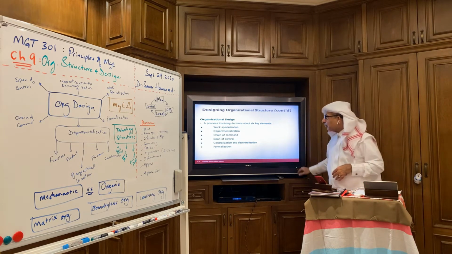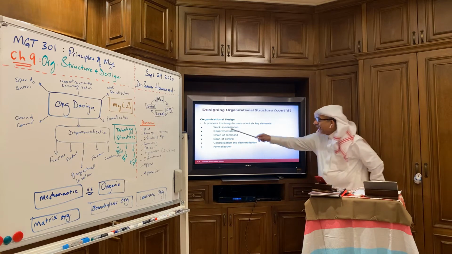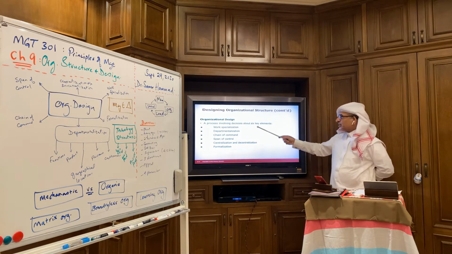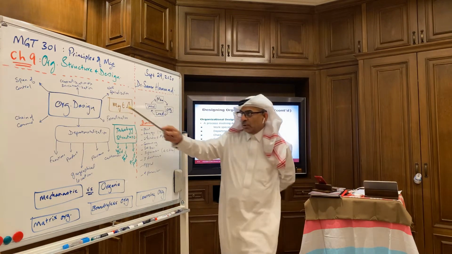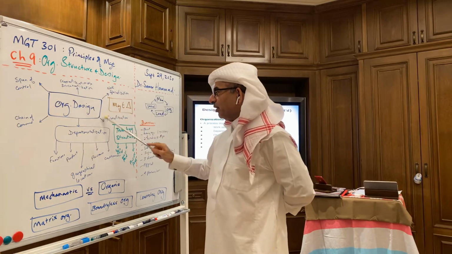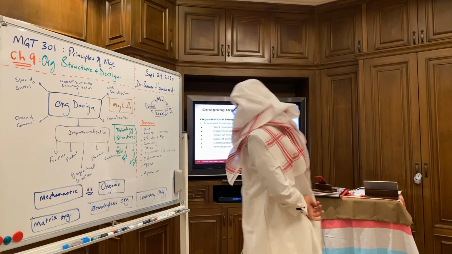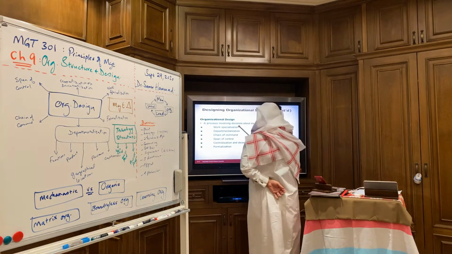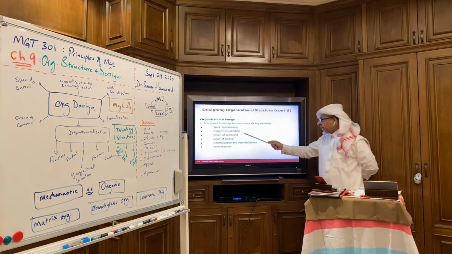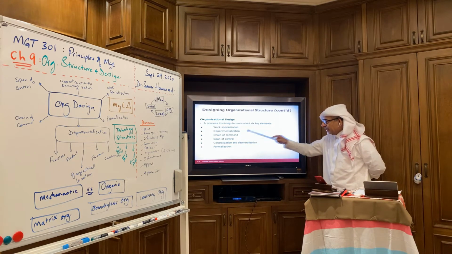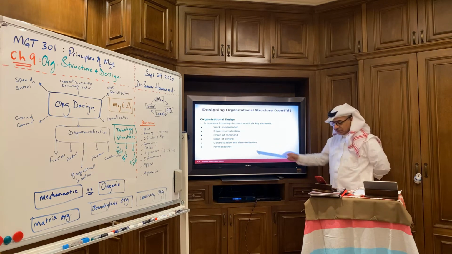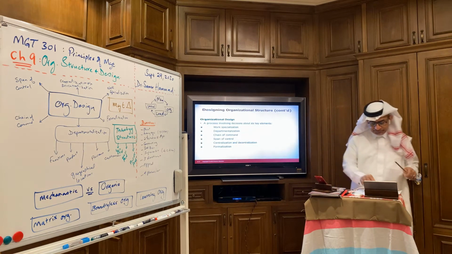Now, organizational design is a process involving decisions about 6 key elements: 1, 2, 3, 4, 5, 6. What are these 6 key elements? Work specialization, departmentalization, chain of command, span of control, centralization and decentralization, and formalization.